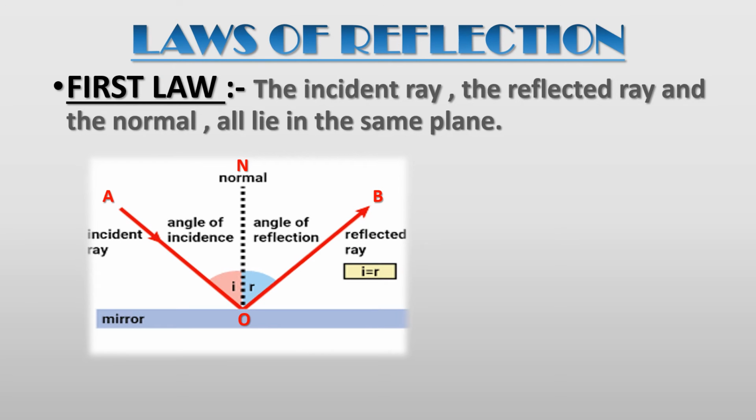There are two laws of reflection. The first law states that the incident ray, the reflected ray and the normal all lie in the same plane. As we can see in this image, the light falling on a plane mirror along AO is reflected along OB. Therefore, AO is the incident ray, OB is the reflected ray and ON is the normal to the mirror at O. So according to the first law, AO, OB and ON all lie in the same plane of paper.